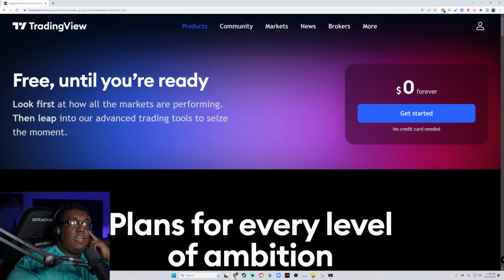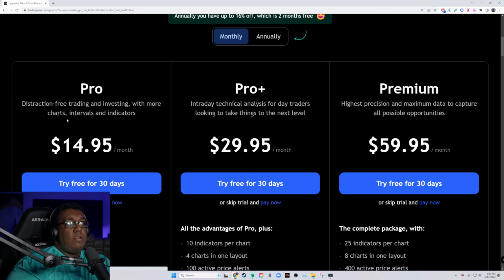And this is where you guys are going to determine which level of a trader that you guys are at and how much money you guys want to be spending a month to learn how to trade. So you're going to have the free plan up top. Then you're going to have the Pro Plus, and the Premium plan. You guys know that I'm a big proponent of the Premium plan, but we're going to be talking about all of these going forward.